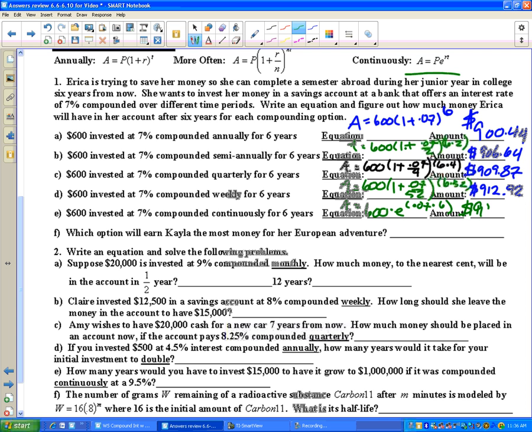Which option will earn Kayla the most money for her European trip? This is actually Erica, not Kayla. And the one that's going to earn the most is going to be compounding continuously. Write an equation and solve the following problems.